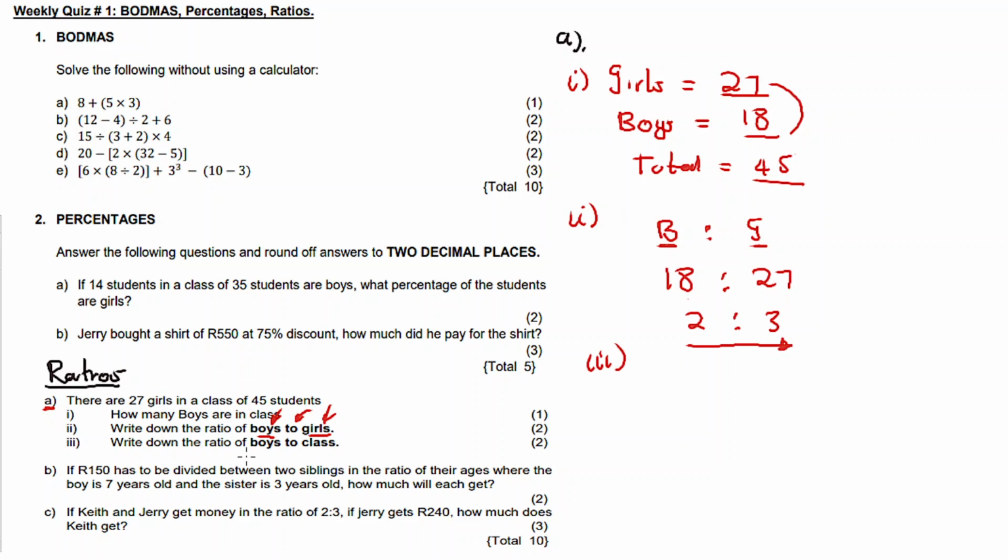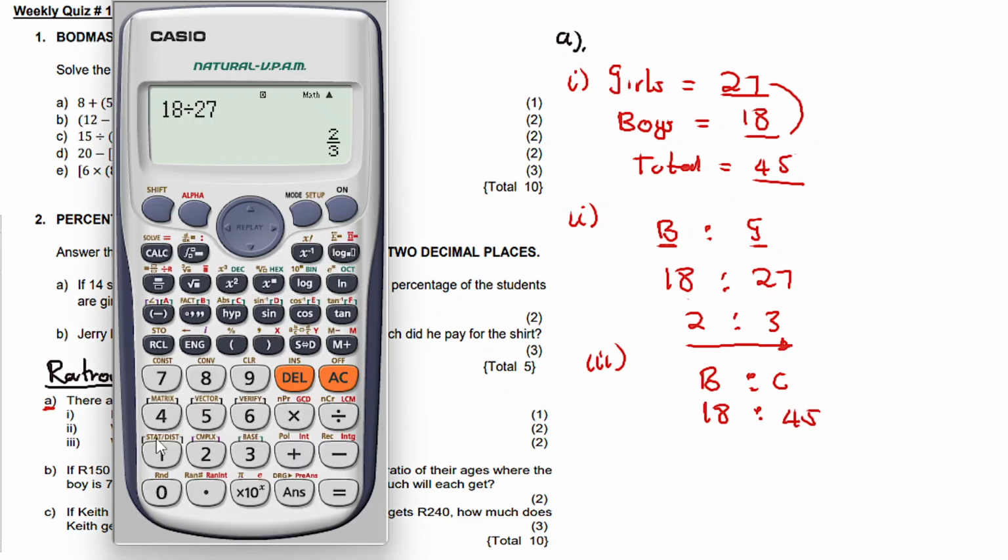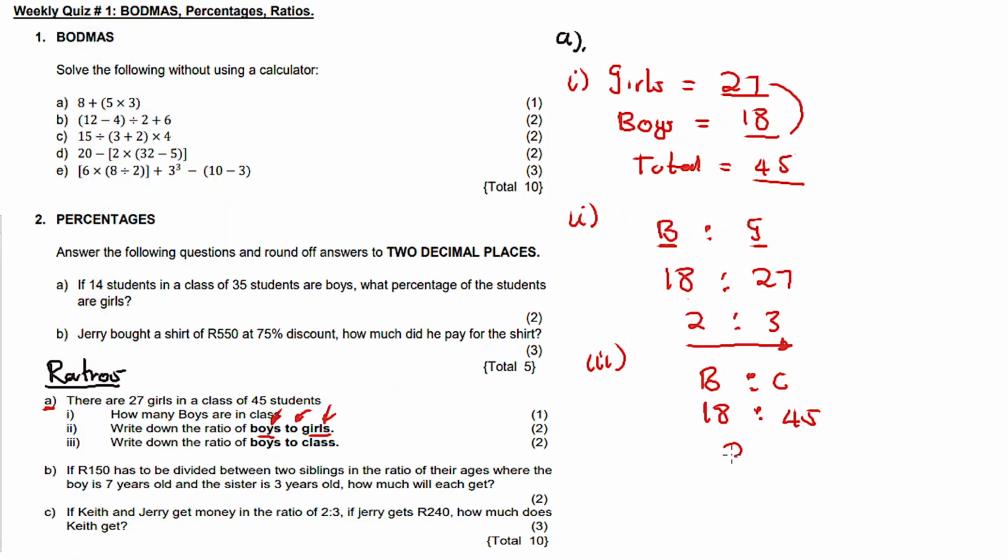And then write down the ratio of boys to the class. How many boys are there? Boys to the whole class. There's 18 boys. How many in the classroom? There's 45. So 18 over 45 again, we then have a 2 to 5. Done for A and the ratios.